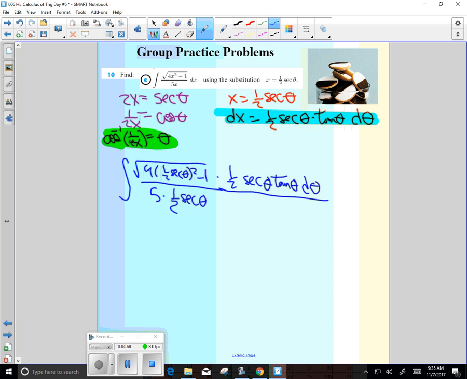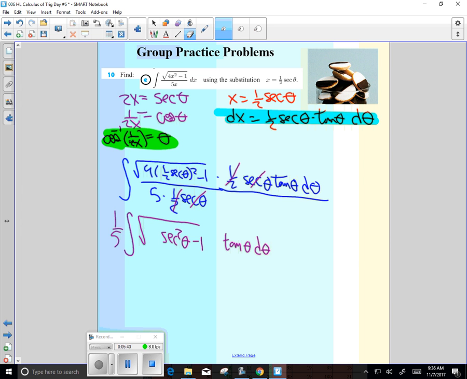Do you see why I used this crazy 1/2 secant theta? Look at this. It cancels them right out. They're gone. And then in the top, what you're going to end up with is 4 times 1/2 squared, which is 4/4, secant squared theta minus 1, square root, over 5 tangent theta d theta. And 4/4 is the same as what? 1. So I'm just going to take that out. And what's secant squared minus 1? Tangent squared. What's the square root of that?